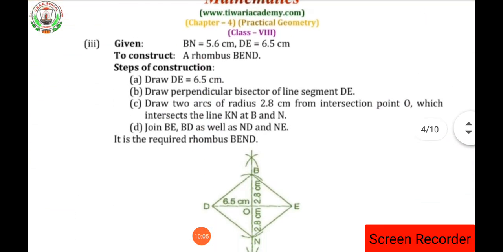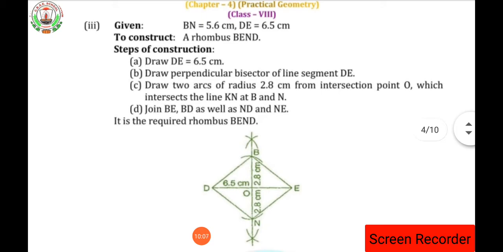What is here? Next we have the third part of the question, which is the last question of this exercise. BN is equal to 5.6 centimeter and DE is equal to 6.5 centimeter, measurements are given. What we have to construct? We have to construct a rhombus BEND.